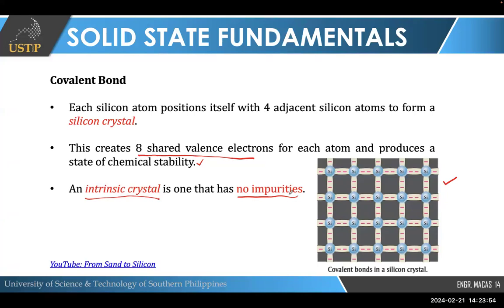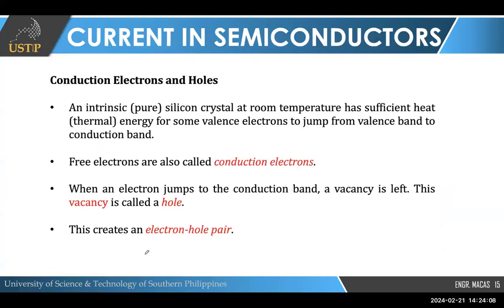Again, if you want to see the video on extracting silicon from sand, you can click the link. Now, before we go to impurities, let us discuss current in semiconductors. There are two currents we will discuss: the electron current and the hole current.